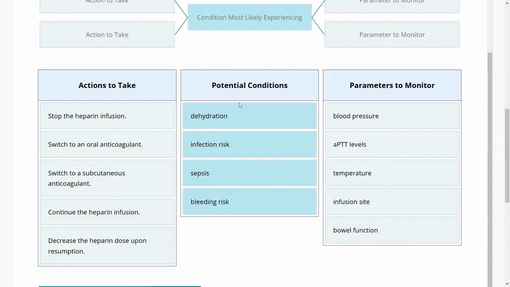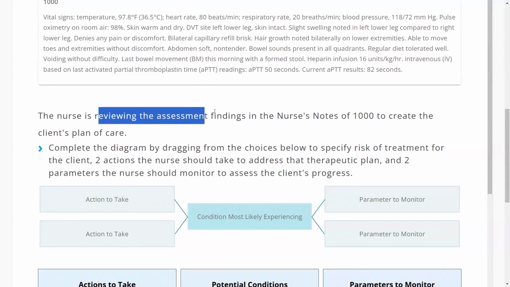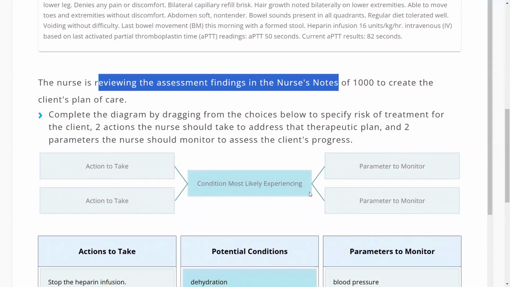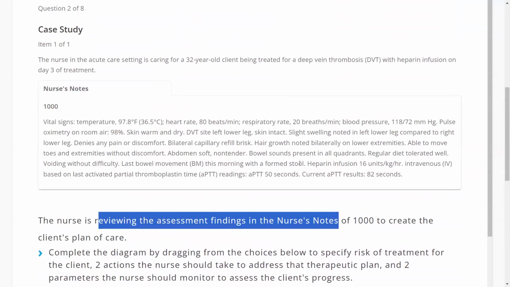All right. So we've got to go up. How will we determine what kind of condition or potential condition they have? By the assessment, by reviewing the assessment, the notes, right? And that's how we're going to figure out what this patient might be dealing with here. All right. So our job is to comb through that assessment and pull out some abnormal findings.